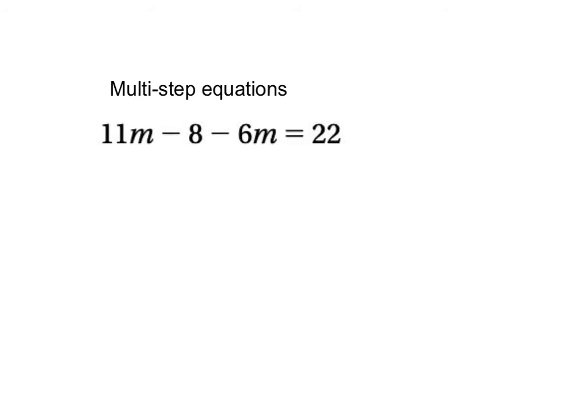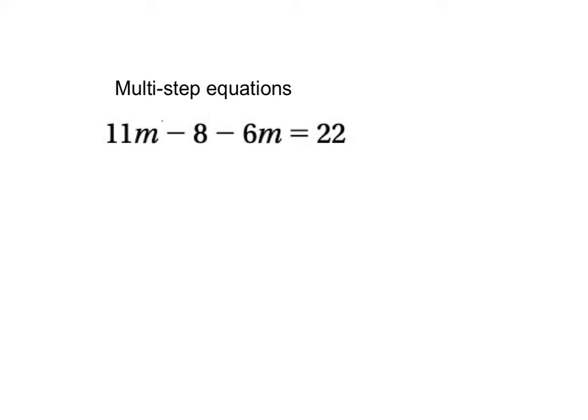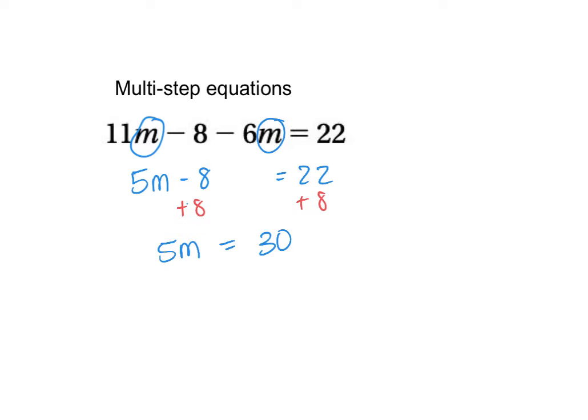Multi-step equations, let's do that again. So again, we've got m and m. Our like terms are 11m and negative 6m, or minus 6m. 11 minus 6 gives us 5m minus 8 equals 22. We can add 8 to both sides. We're going to get 5m equals 30. Divide by 5, divide by 5. These cancel, and we're left with m equals 6.